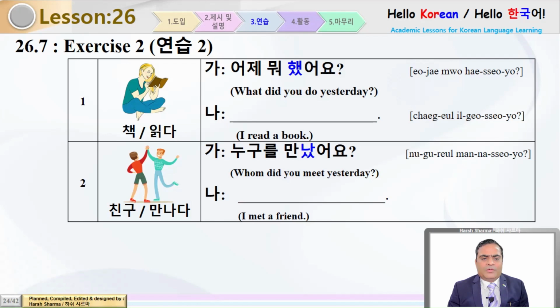In the same way, number 2, 누구를 만났어요? 누구를 만났어요? And answer is I met a friend. Friend, you know, 여러분, 친구. Use the object particle here, 을. Then with the 만나다, we have to do the conjugation of past tense. Can you do this or not, 여러분?